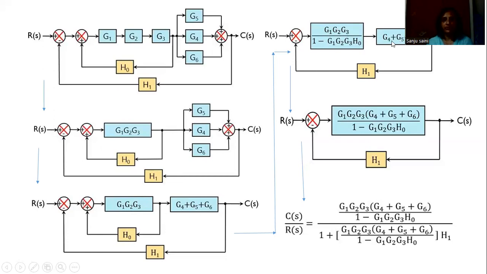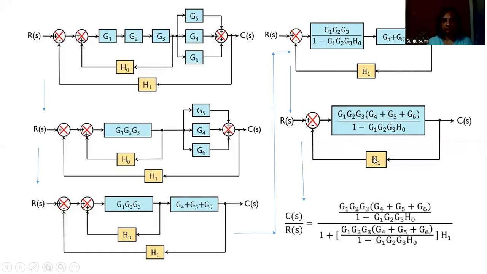So the overall transfer function of these two blocks will be just obtained by taking the multiplication of the transfer function of these two blocks. So this is the overall transfer function for these two blocks. Then again, we are having a feedback equal to H1. Now we can identify a single loop that is having a forward transfer function that is represented by this.